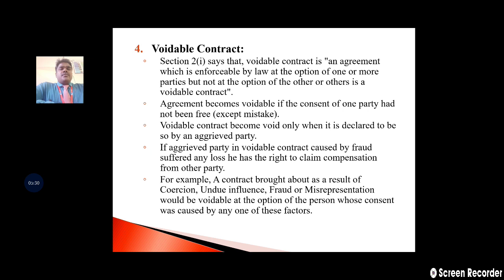If the aggrieved party in a voidable contract caused by fraud suffers any loss, he has the right to claim compensation from the other party. For example, a contract brought about as a result of coercion, undue influence, fraud or misrepresentation would be voidable at the option of the person whose consent was caused by any one of these factors.